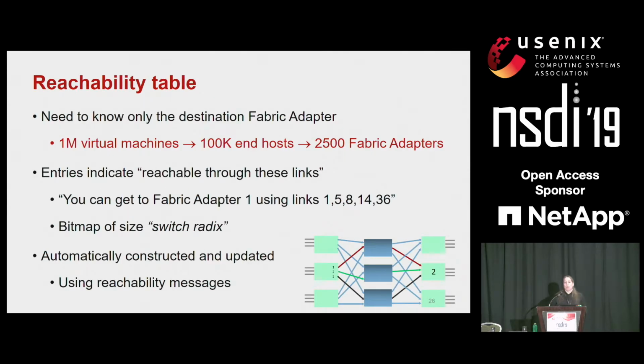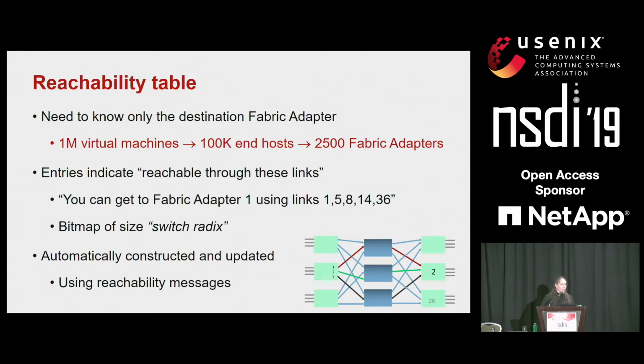How do I know how I can reach the destination? Let's say that I have 1 million virtual machines running on top of 100,000 hosts. This means that I'll have 2,500 fabric adapter devices. What I need to know is just the destination fabric adapter. And the entries that I'll have in a reachability table will tell me through which links on a certain fabric element device I can reach the fabric adapter.